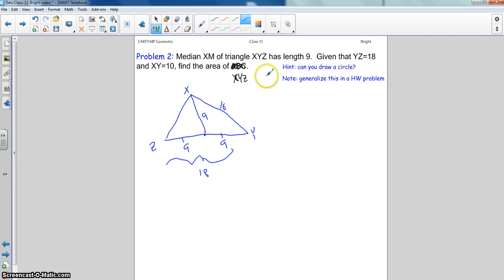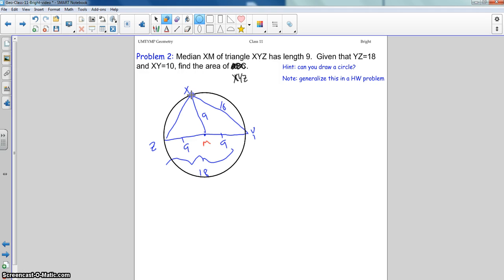Now there's a hint here. Can you draw a circle? When I look at this, from this midpoint, which was called M, the distance from the midpoint to the vertex X was the same as the distance from the midpoint to the vertex Z, and the same as the distance from the midpoint M to Y. In other words, I can actually draw a circle, and we'll see how good I drew this. Not too bad.